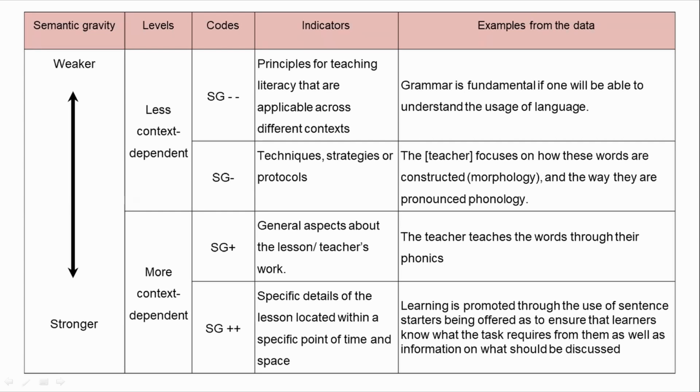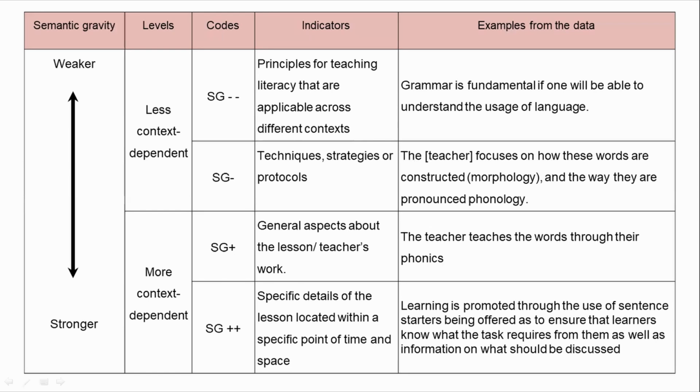And so I needed to decide, how am I seeing semantic gravity, the context dependence, manifest in the portions of observation reports that I'm analyzing. The more I looked, this is what I saw. Stronger semantic gravity, which I've coded SG++, I said was when students focused on specific details of the lesson located within a specific point of time and space. For example, learning is promoted through the use of sentence starters being offered to ensure that learners know what the task requires. It's very much in the moment what is going on.